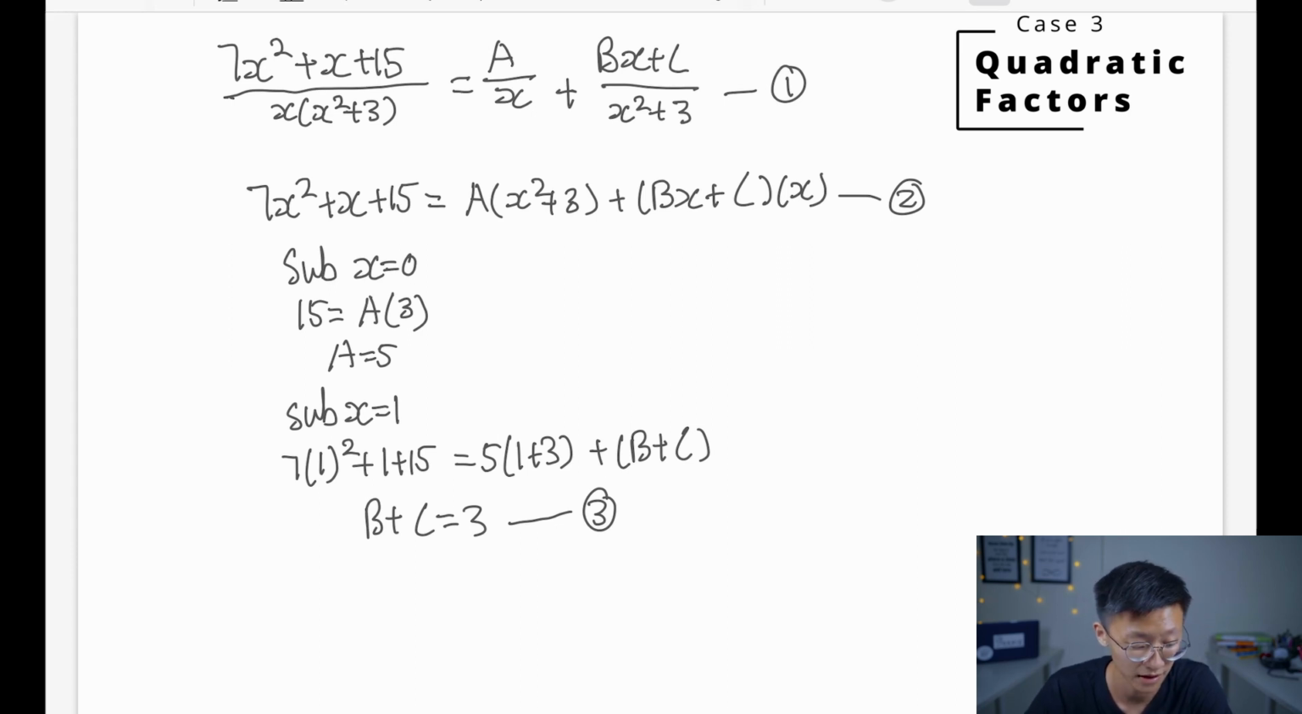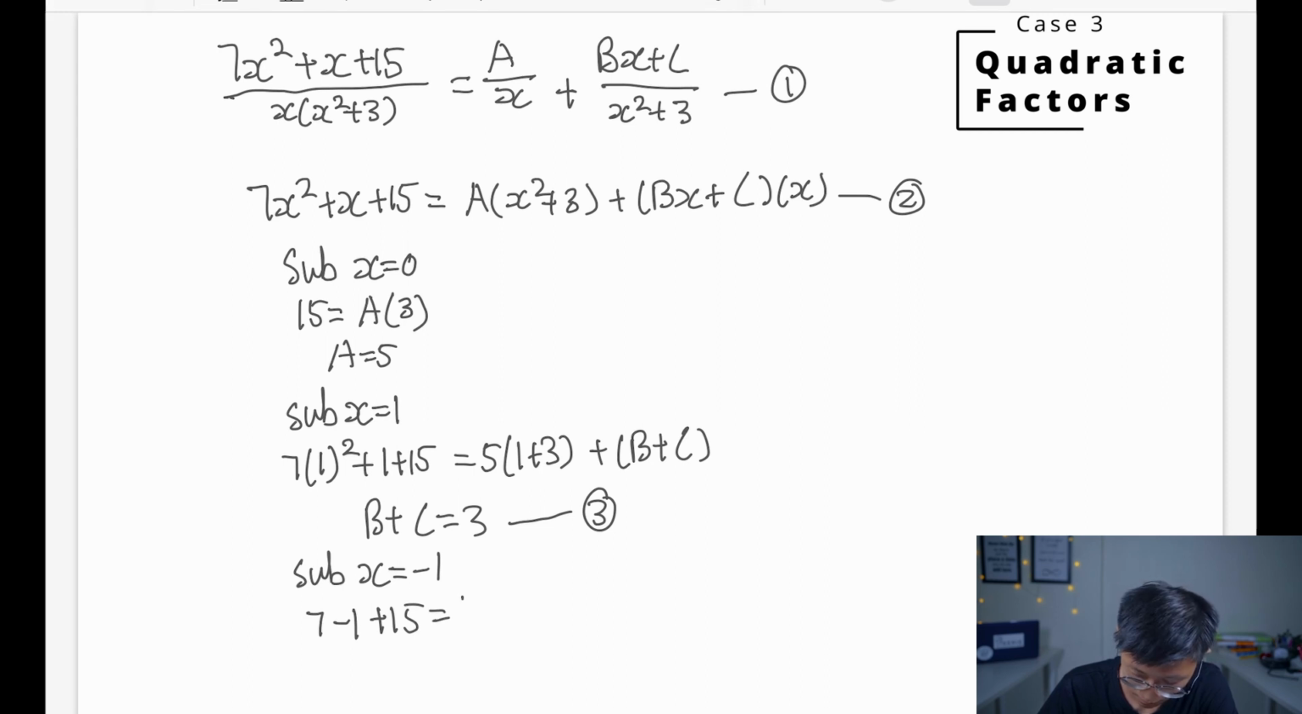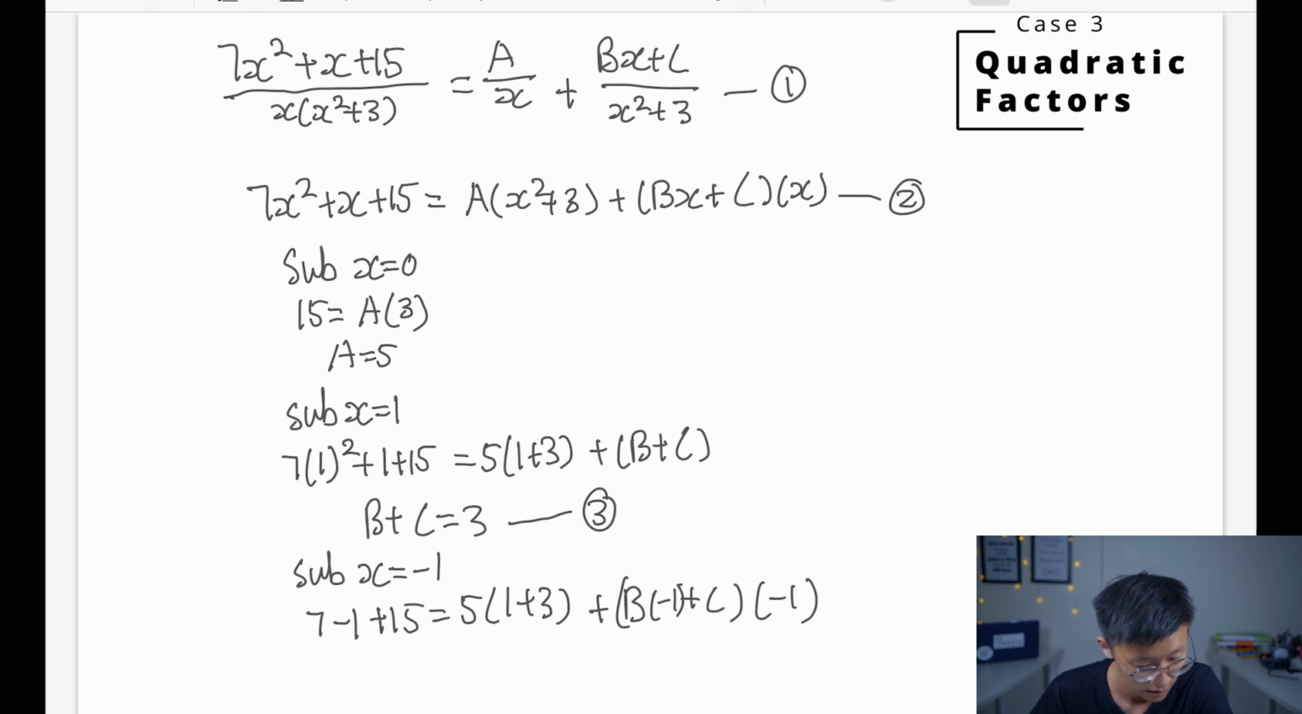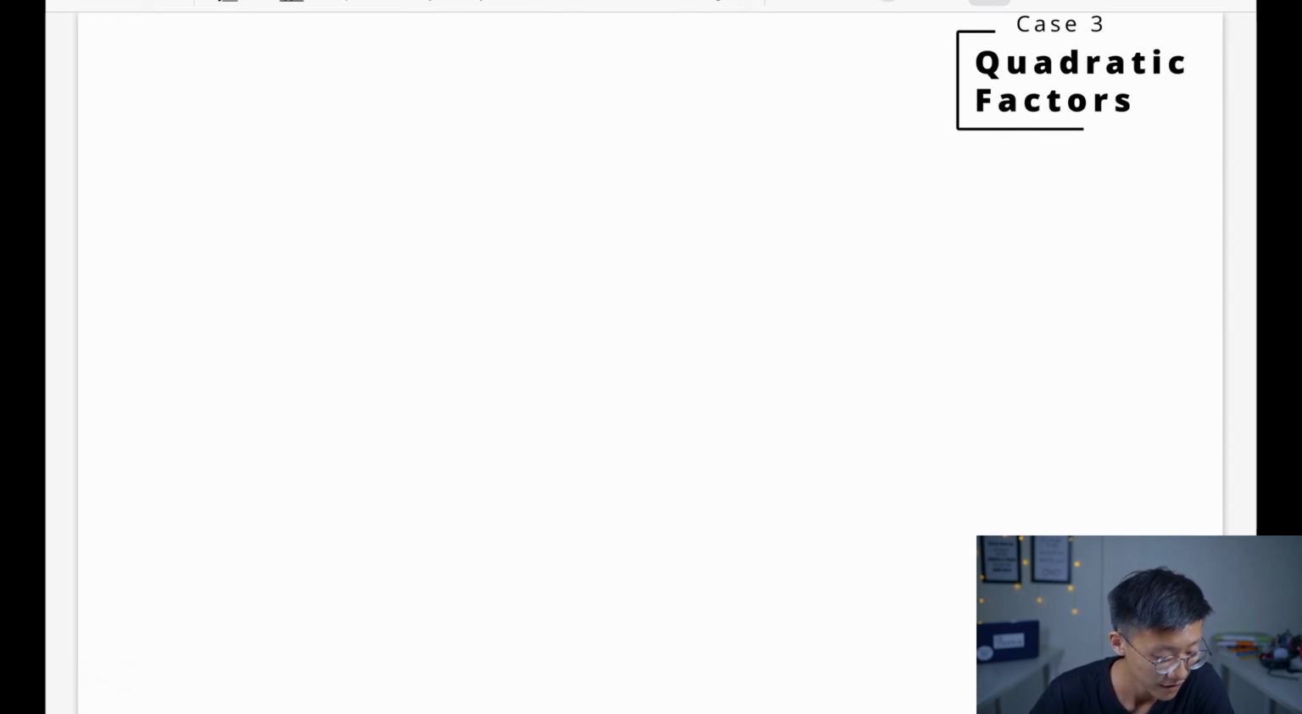Now, let us sub x equals to negative 1 to get the second equation and label this equation 4. We will get b minus c equals to negative 1. This is equation 4. Solving equation 3 and 4 simultaneously, we will obtain b equals to 2 and c equals to 1. After finding the values of a, b, and c, we are going to put them back into equation 1.